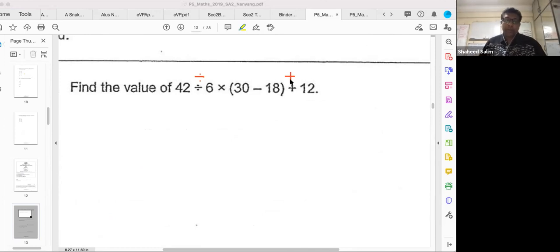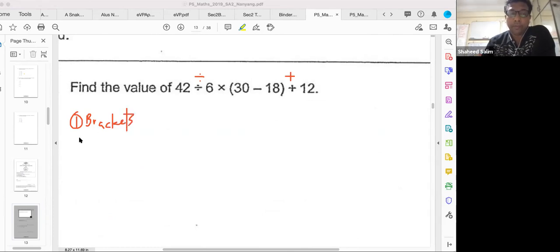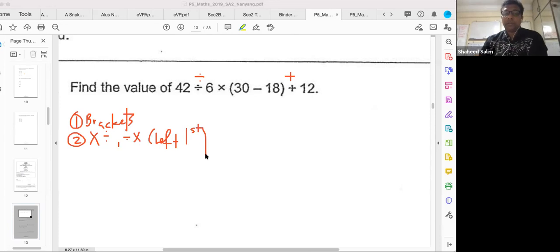Which one do you do first? Remember, I'm going to write the rules if you forget. You do the brackets first. After that, do times and divide, or divide and times, depending. It's either times or divide. Which one do you do first? If you have both, do the left one first. Left first. And then the last one is plus and minus.